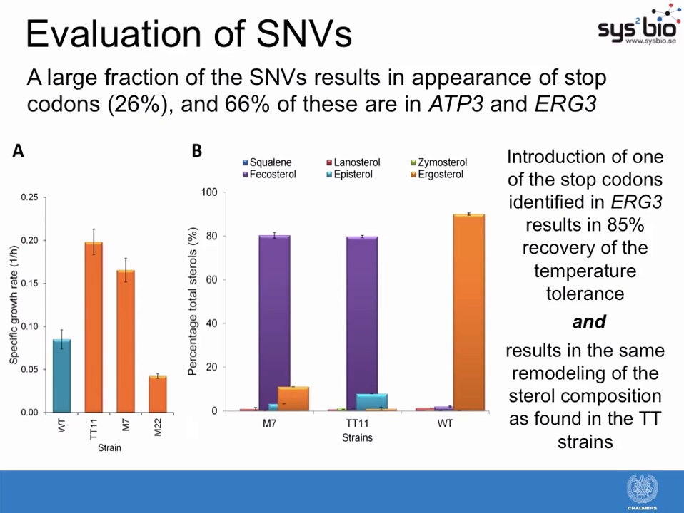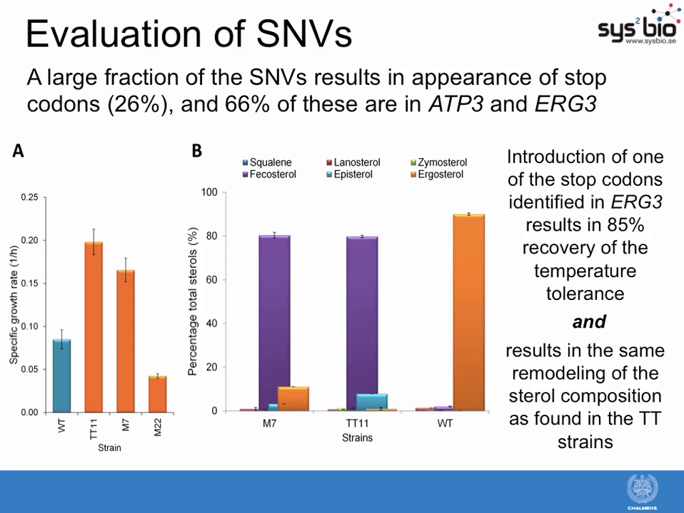Actually, it's detrimental. ATP3 is a key component of the F0, F1 ATPase, and it basically takes out respiration and also really the ability to grow efficiently. Interestingly enough, if we introduce the stop codon identified from ERK3, you can see we can recover about 85% of the phenotype in terms of the specific growth rate at elevated temperature compared with the temperature-tolerant strains. And it's, of course, interesting to see what ERK3 is doing.